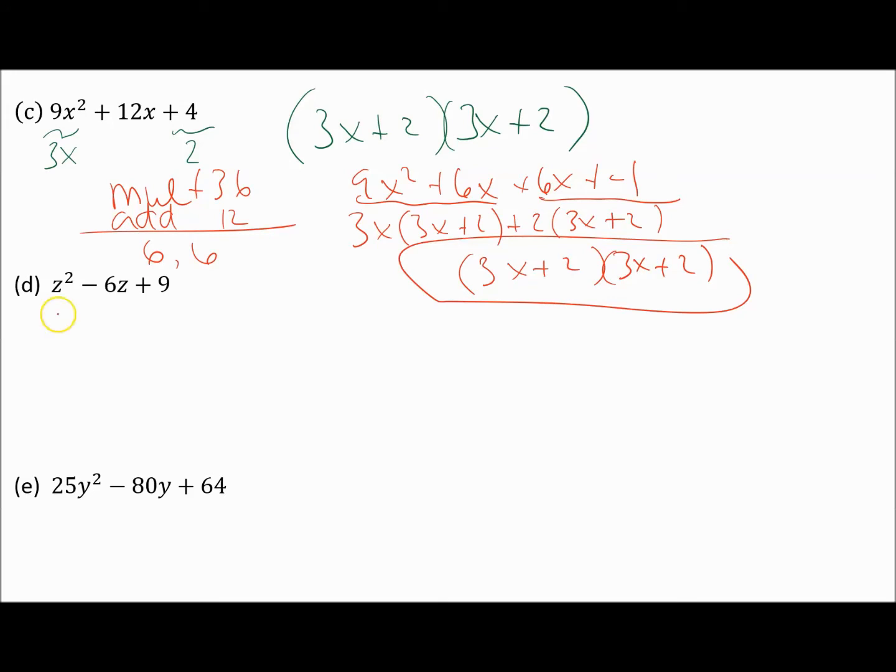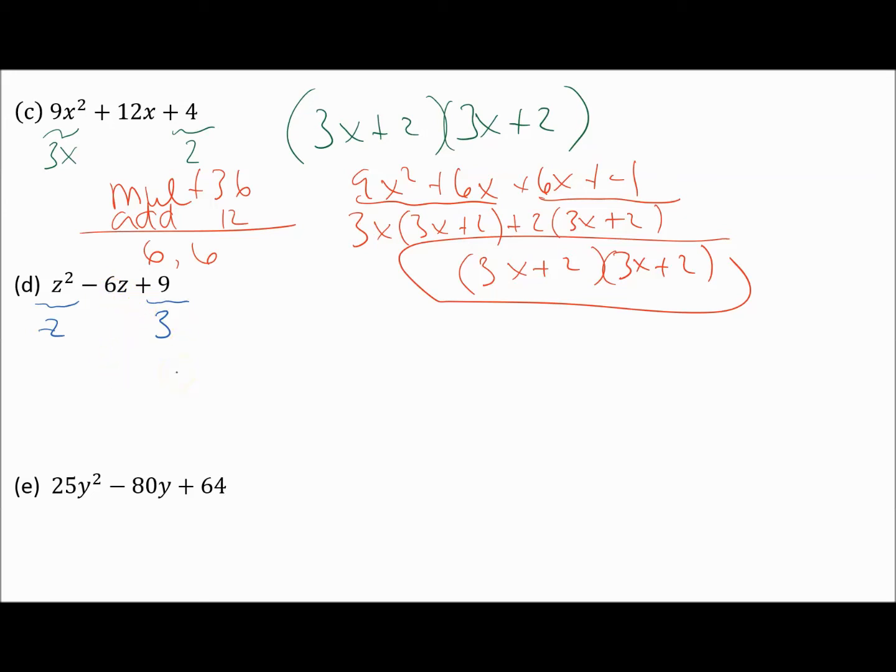Okay? Now if I look at this, I don't even need the AC method to do this. What multiplies to be 9 and adds to be negative 6? Well, that's negative 3 and negative 3, right? Or I could try this method that we just did, and this is a perfect square. The square root of that is z. 9 is a perfect square. The square root of that is 3. If I double these multiplied together, well, these multiplied together is 3z. Doubled is negative 3z, right? Well, I'm sorry, it's 6z, right?